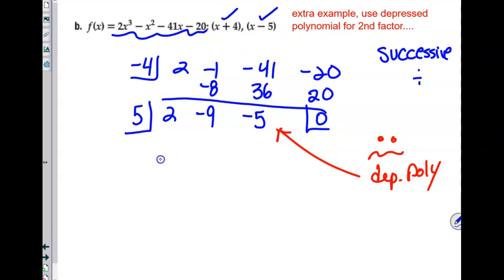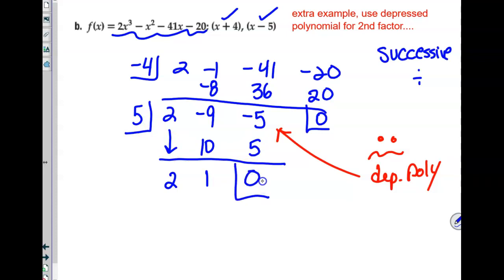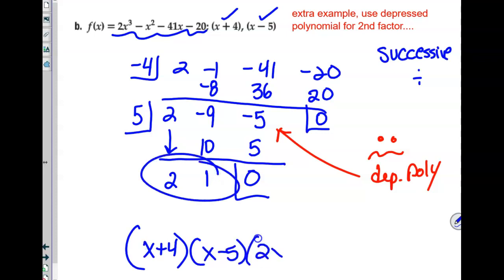X minus 5 would put a positive 5. Keep going. Bring this one down and now do what? 5 times 2 is 10. 1, yes. Times 5 is 0. Okay. Does anybody know what the three factors are of this polynomial now? X plus 4, x minus 5, and 2x plus 1. Everybody see that?